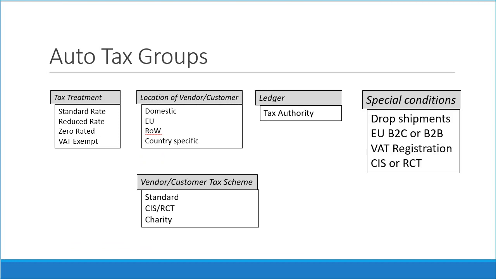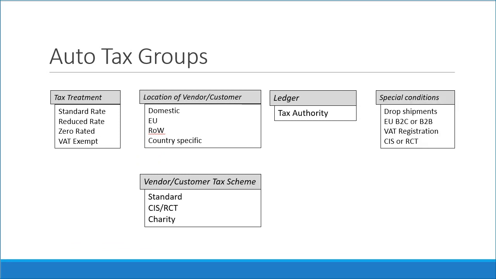And then there can be added complications, such as drop shipments. For EU exports, is it B2C or B2B? Is the company VAT registered? Each of these parameters will determine which tax group you should use. And auto tax groups from Prodigy can choose the correct tax group for you automatically.